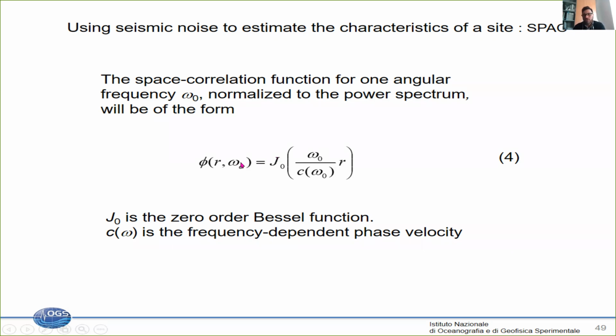I know the frequency because I decide which frequency I analyze. I know the distance because I can measure the distance between the two stations. I only have to look for the phase velocity for that frequency that is able to reproduce a Bessel function that is fitting my data.